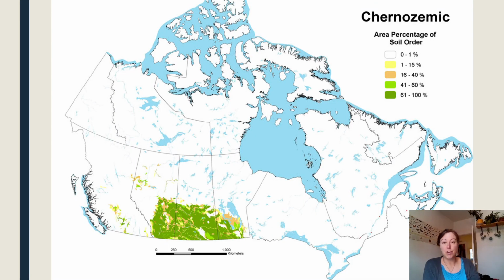And here is the official Soil Orders of Canada map. I'm going to include the map for each soil. As you can see, it's almost exclusively in the prairies. They are grassland soils.